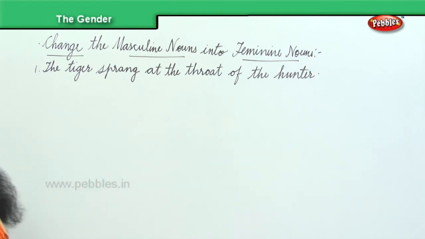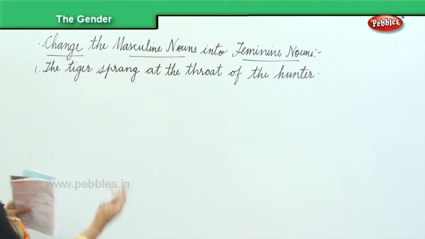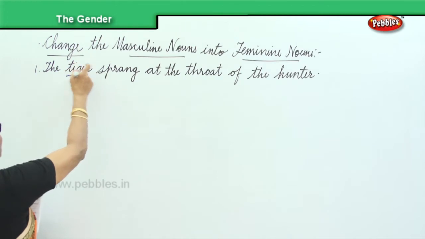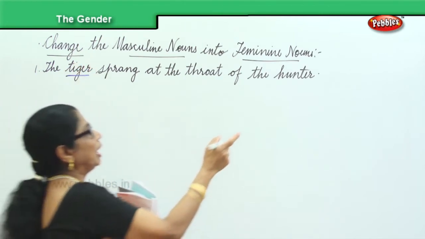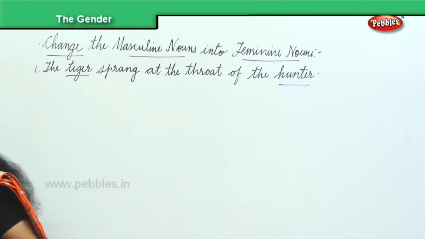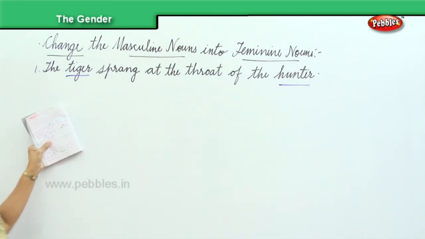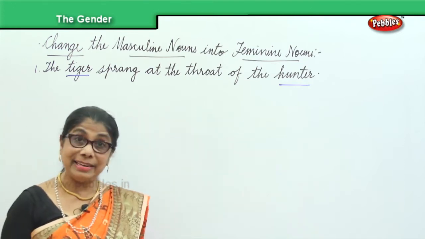And what we are trying to do here is changing masculine to feminine. Now let us look at it. You have tiger, then you have hunter. We need to change the tiger and the hunter, the form from masculine to feminine. That's what we must do. For tiger, what will you say? Tigress. Hunter, huntress. Very good.